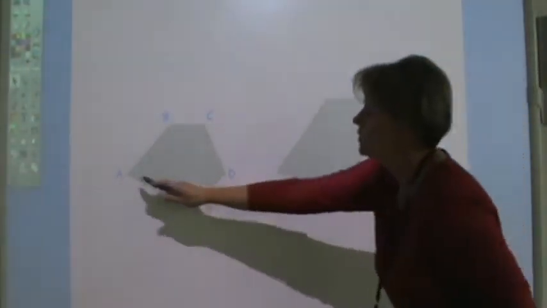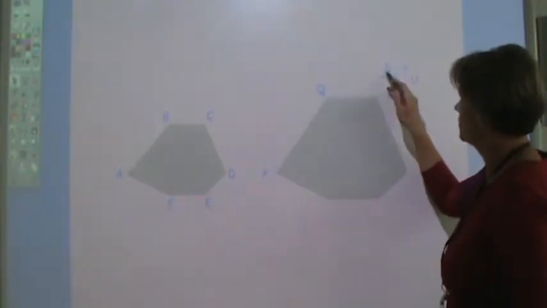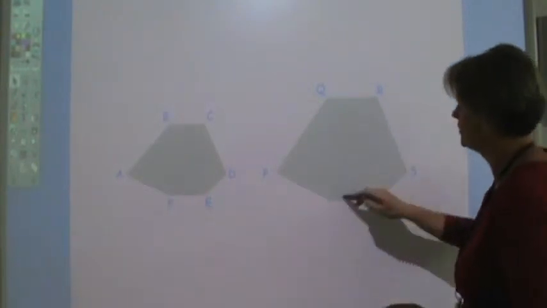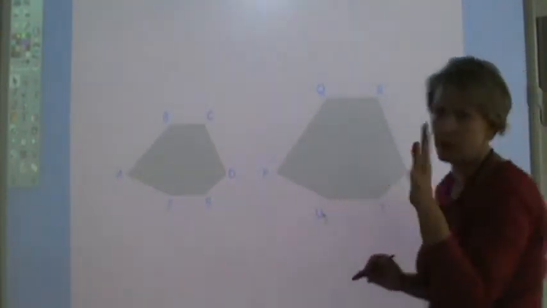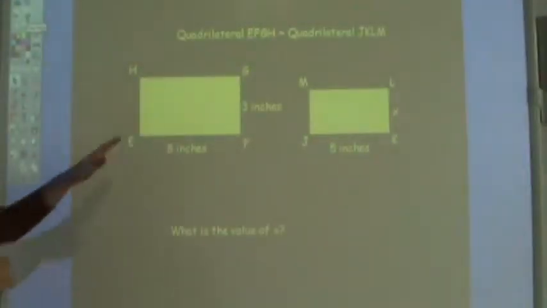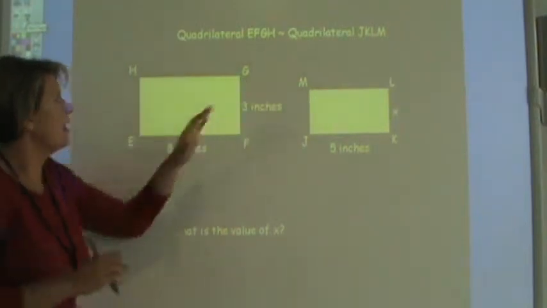Okay, and then when you name the corresponding ones over here, so if A is here, then we'll have to put P here, and then also go clockwise. Now if it was flipped, then we would go counterclockwise. But for the most part, this is how we're going to name a polygon.